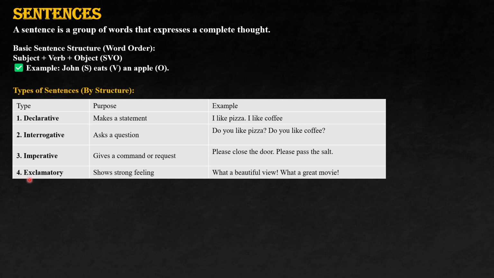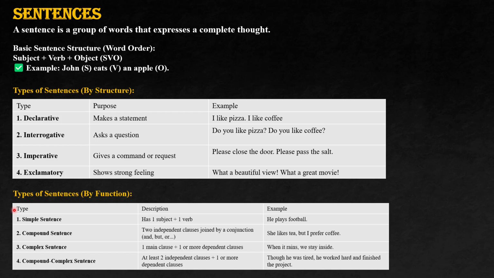Next are the exclamatory sentences. They show strong feelings. For example, you could see, what a beautiful view, right? And then we have, what a great movie. If you see a movie and someone asks you about the review of that movie, you will say, oh, that movie is really good, really great movie, I liked it. Okay, like that. So these are with respect to structure. Now with respect to function, there are again four types.